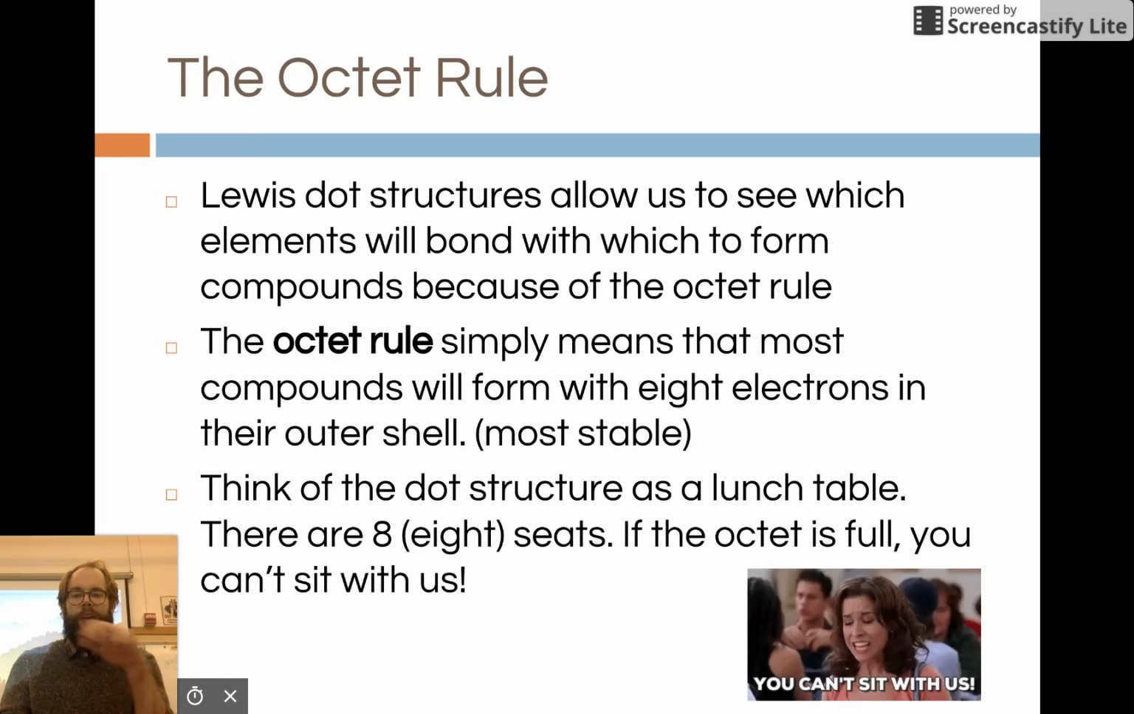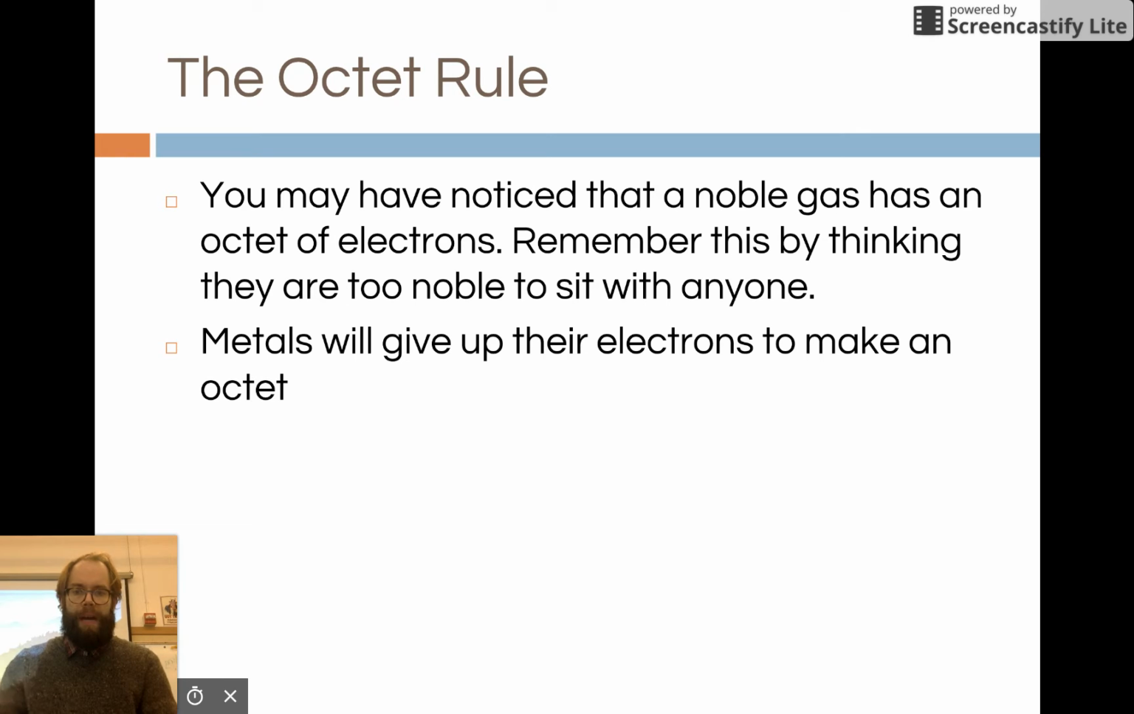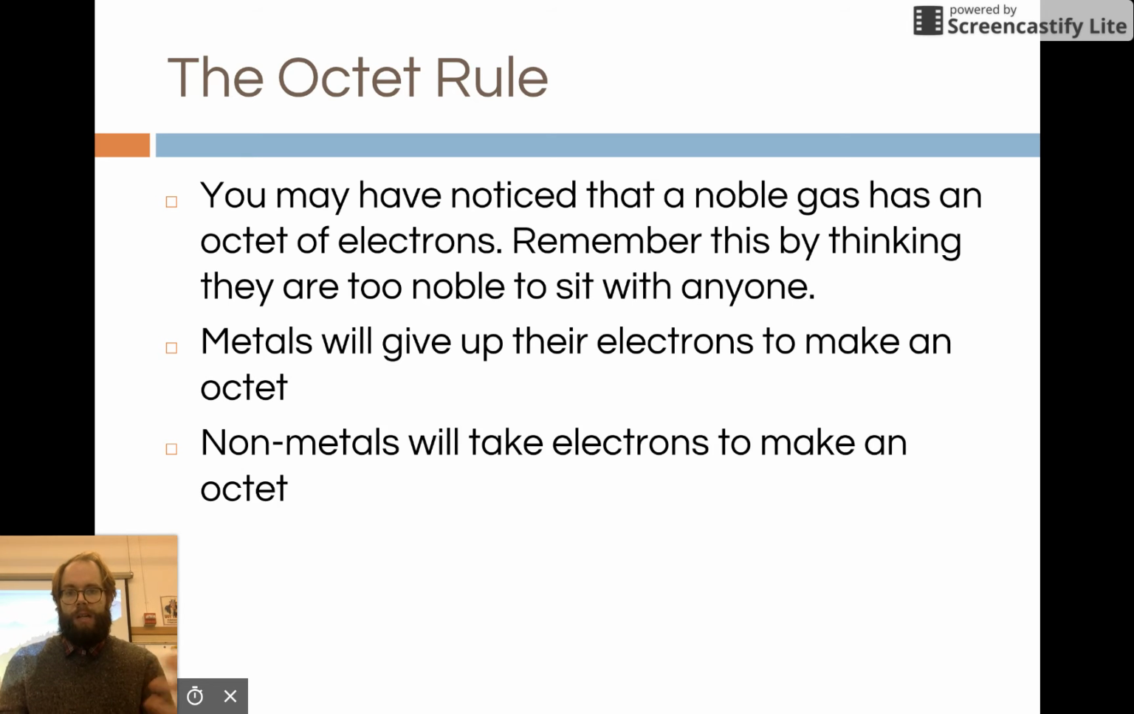So you're trying to fill up that full octet. The noble gases on the right-hand side have a full octet already, so they don't usually bond at all. The metals on the left-hand side usually have 1 or 2. They usually give up their electrons to form a compound with a non-metal to form a perfect 8. Non-metals will take those electrons from the metals. We'll cover that more in the next video.